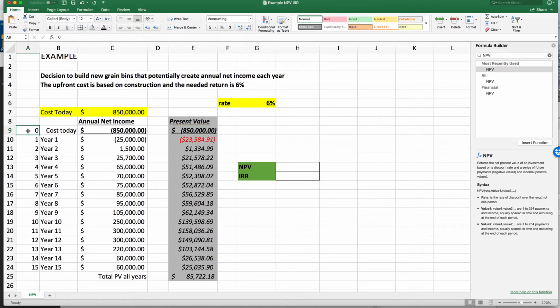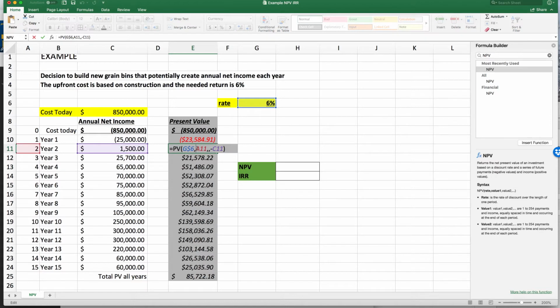Remember, time value 0. But in year one, if I lose $25,000, well, I've got to wait a year to lose that. So actually, that's only like losing $23,000 today. Now, next year in year two, I make $1,500, but really today, that's only worth $1,300. And so you can see I keep going all the way through. Now, how are these calculations done?